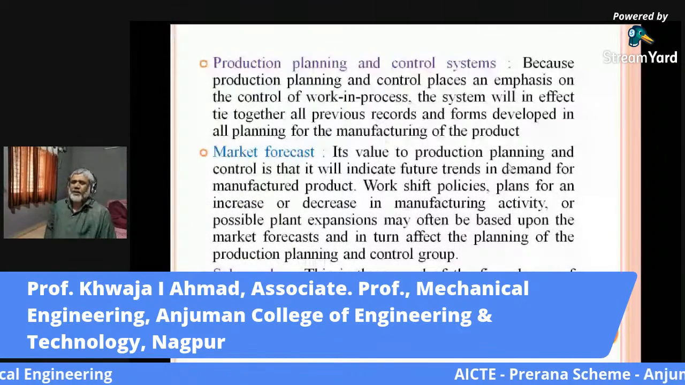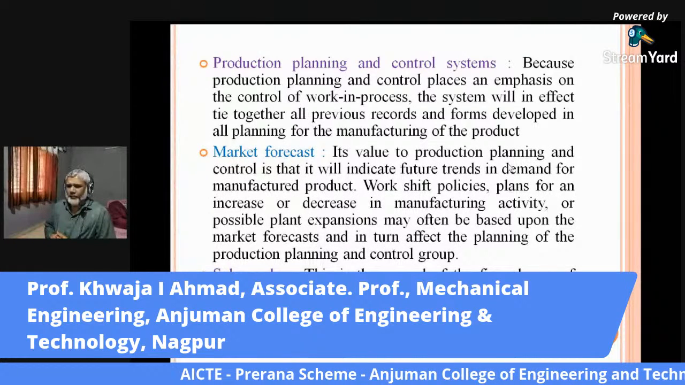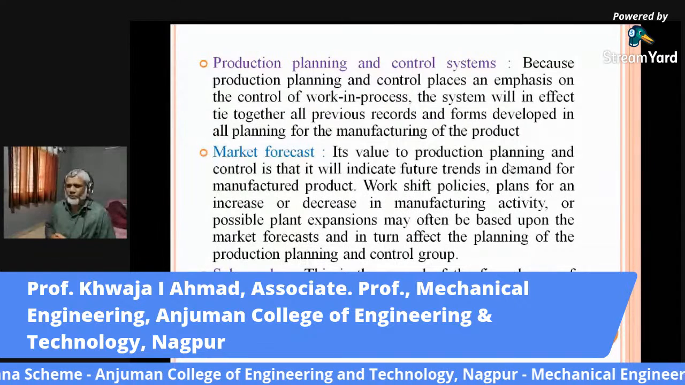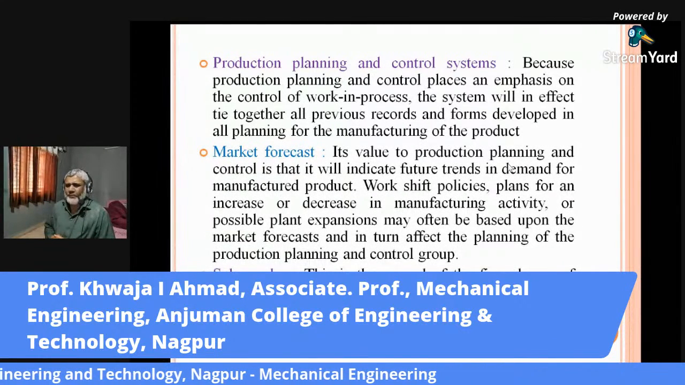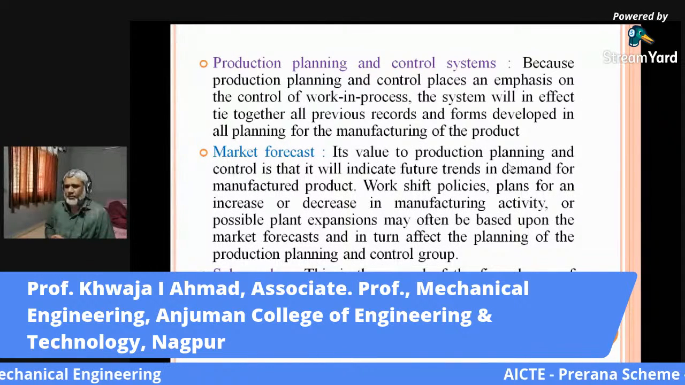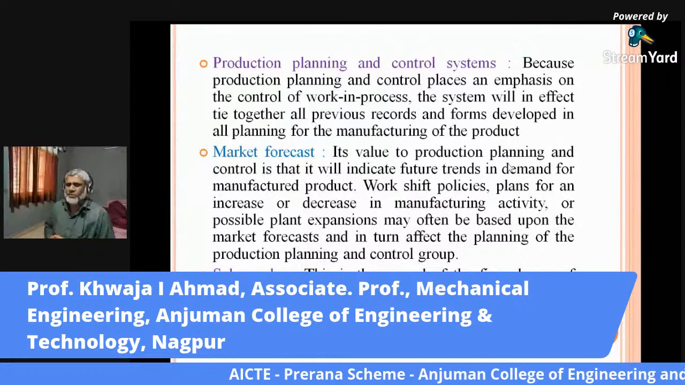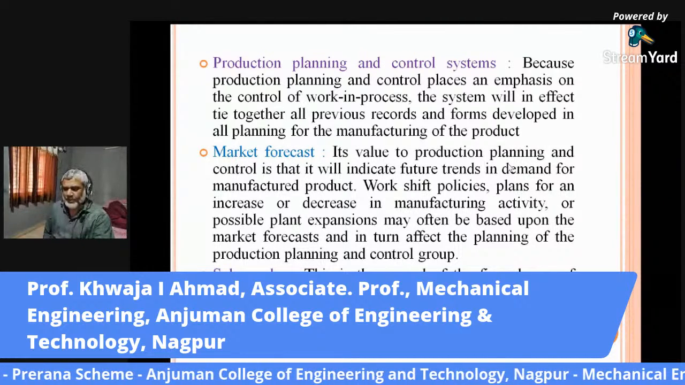Now, the production planning and control system places an emphasis on the control of work in process. The system will in effect tie together all previous records and forms developed in all planning for the manufacturing of the product. And PPC is totally associated with market forecast and sales order.